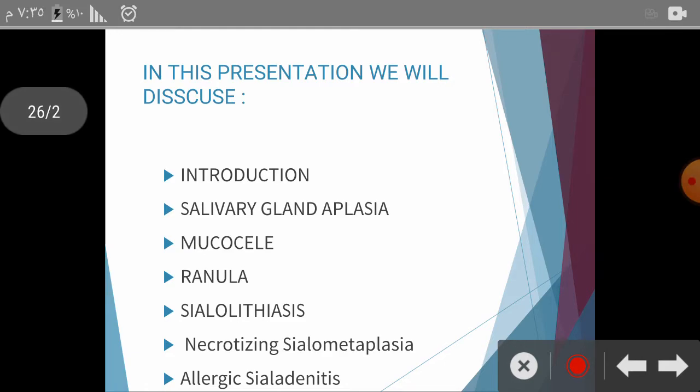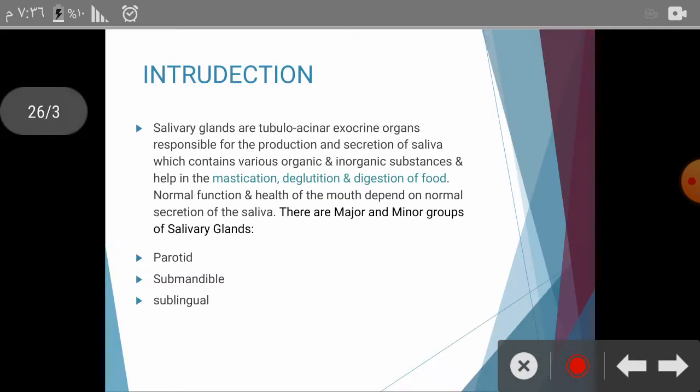First of all, we're going to talk about the introduction and then salivary gland aplasia, mucocele, ranula, sialolithiasis, necrotizing sialometaplasia, and allergic sialadenitis. The salivary glands are tubulo-acinar exocrine organs responsible for the production and secretion of saliva, which consists of various organic and inorganic substances that help in mastication, deglutition, and digestion of food.